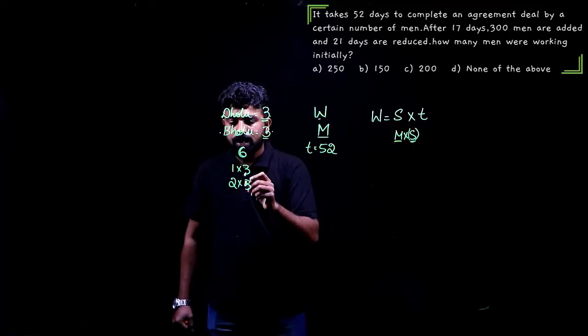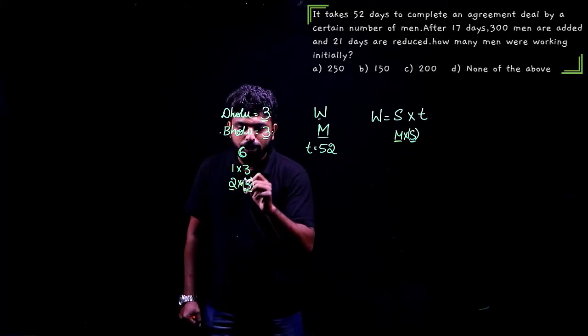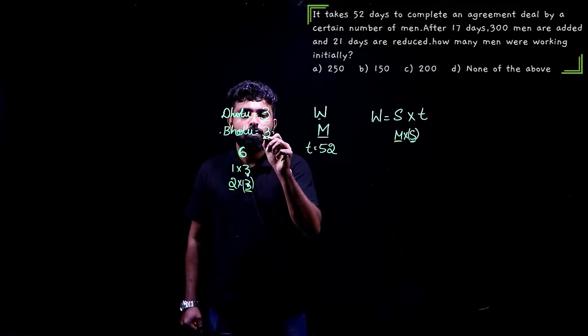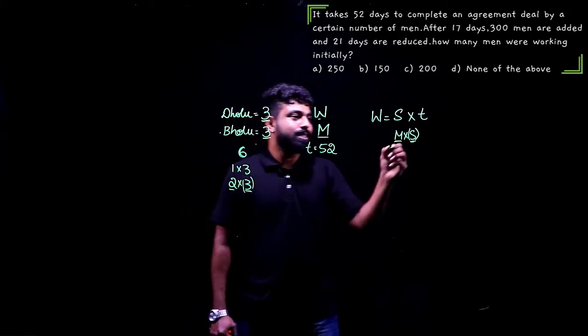Like in this case, there were 2 people and the speed of 1 individual was 3. So 2 into 3 is 6, which is the same. Dolu could eat 3 laddus in 1 hour, Bolu could eat 3 laddus in 1 hour. So totally 6 laddus they could eat in 1 hour. This is the same here.